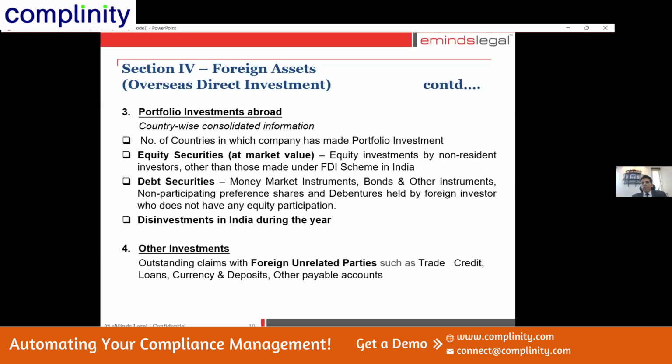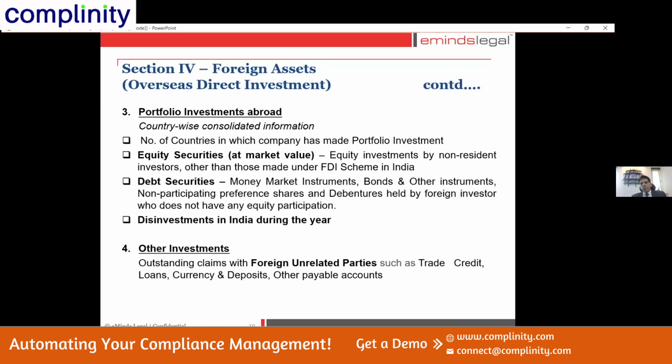Other investments with foreign unrelated parties similar to section 3, if you have any trade credit. So in section 3, we talked about outstanding liabilities. Here we'll have outstanding claims because this section talks about foreign assets. If you have any claims with foreign unrelated parties in the form of trade credit, loans, currencies, deposit, other payable accounts.